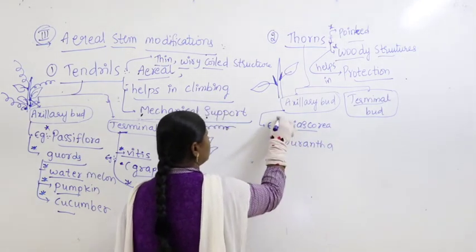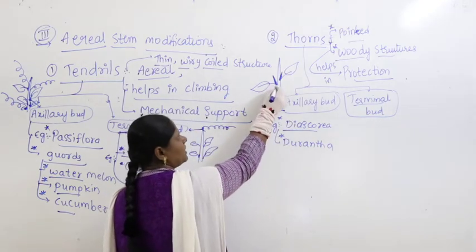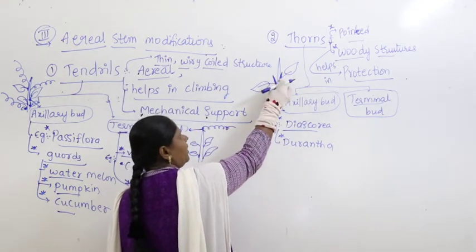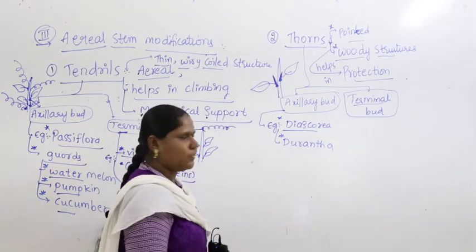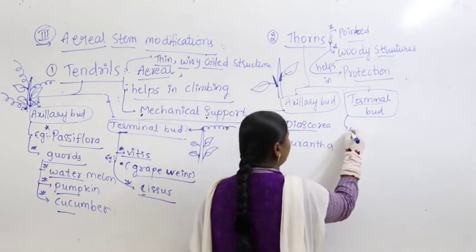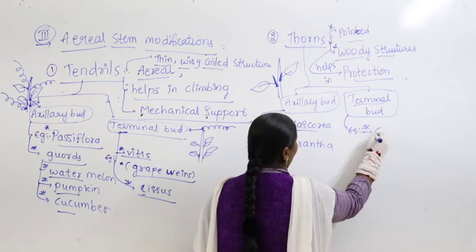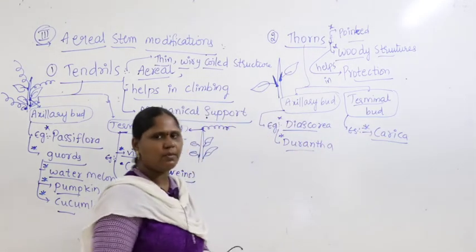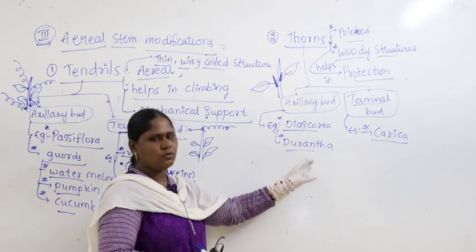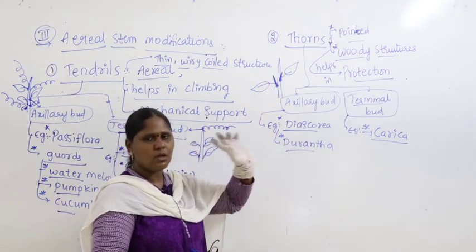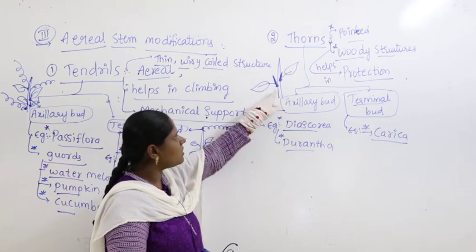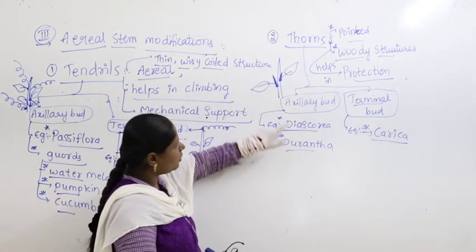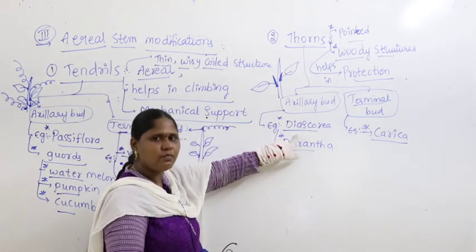In these plants, axillary bud gets modified. This is axillary bud, this is axillary bud, which gets modified into thorn, right? So, for example, you take Carica. In case of Carica, guys, these are all nothing but names of the plants. We have to remember. So, they show modification called thorns. What are thorns? Pointed structures. If axillary bud gets modified into thorns, you have to remember the examples of the plants.